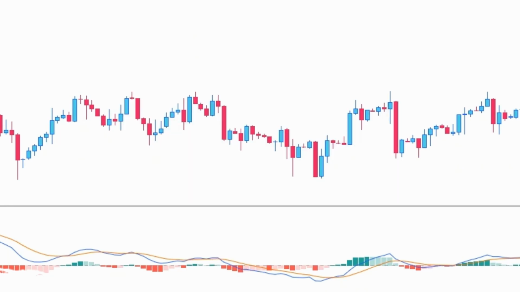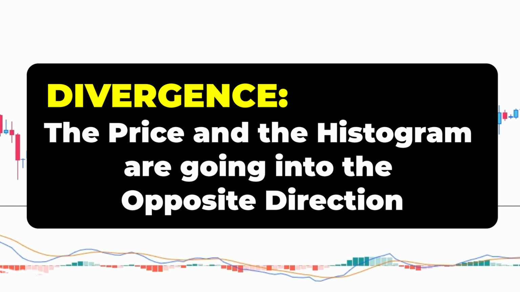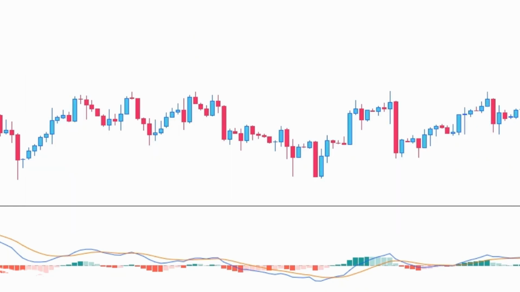The divergence means that the price and the histogram are going in the opposite direction rather than going in the same direction. The divergence signals that the current market trend is weakening and a new trend may start very soon. Let us now move over to the strategy. Let us learn the strategy through an example.